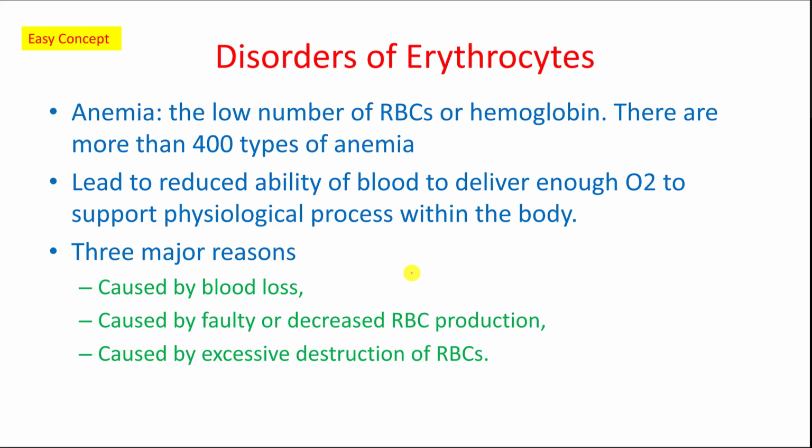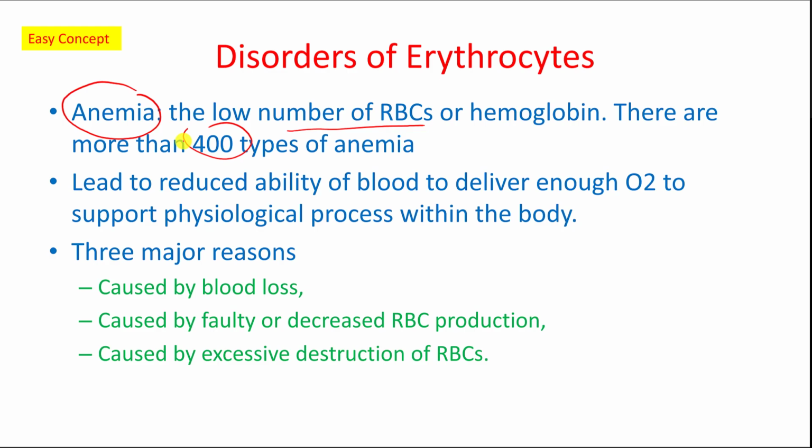Now, sometimes we have problems in those erythrocytes or in those red blood cells. There are different types of diseases. The main one is anemia. This is when we have a low number of red blood cells, okay, for various reasons. There are around 400 types of anemia, but in all of them we have a low count of erythrocytes or low ability of those erythrocytes to carry oxygen and deliver the oxygen to the body. So that is the main function of those red blood cells.